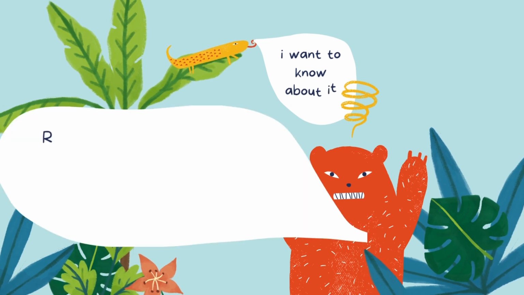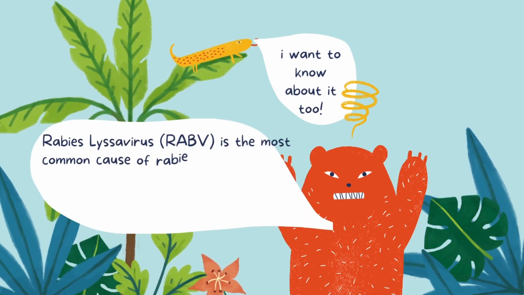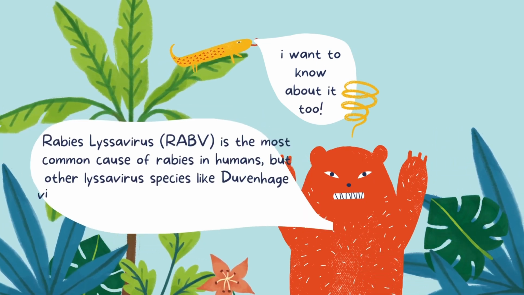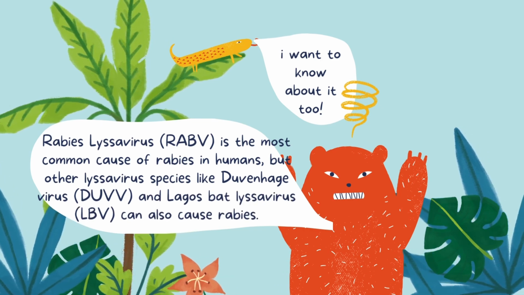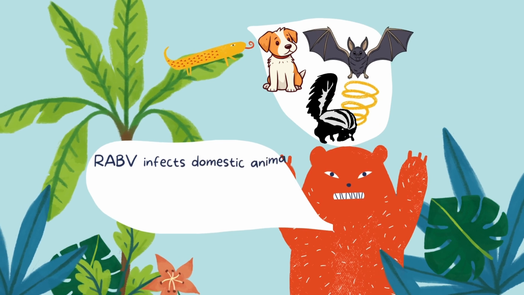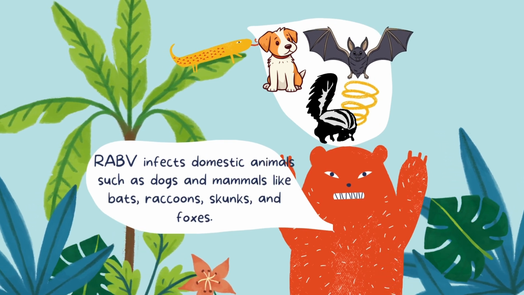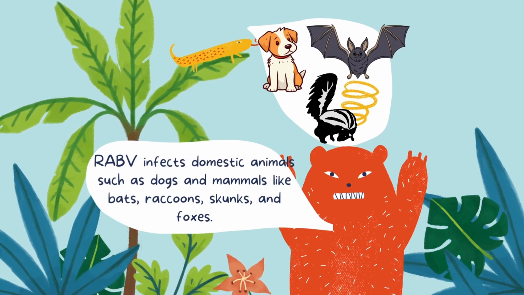Whilst RABV is the most common cause of rabies in humans, it isn't the only species of Lyssavirus that can cause rabies, some examples being the Duvenhage virus and the Lagos bat Lyssavirus. RABV infects domestic animals like dogs and mammals like bats, raccoons, skunks, and foxes.